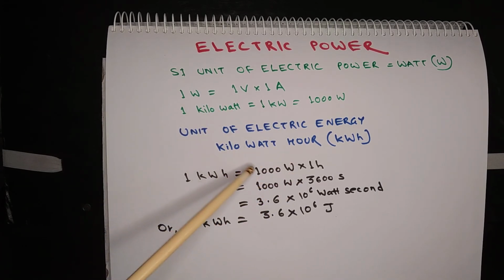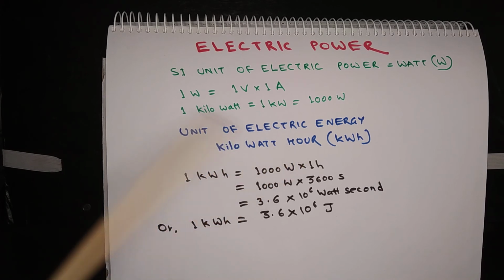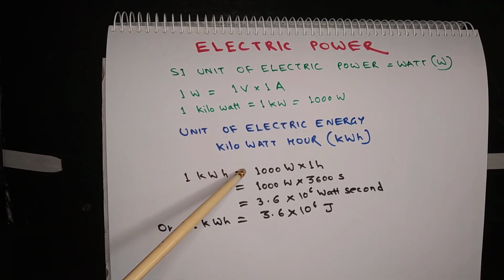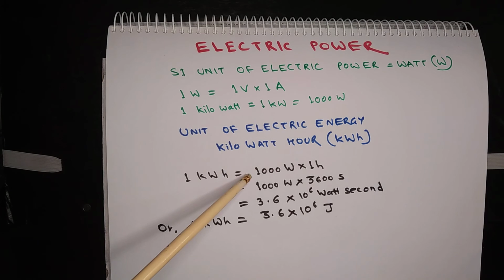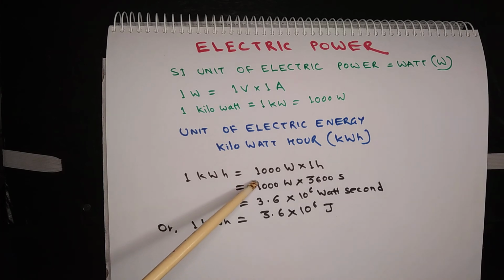So, for commercial purposes, for measuring the consumption of electricity in households and in factories, people use kilowatt hour as the unit, and that is also called a unit. So when you go through the electricity bill of your household, you will see that the bill is showing units, the number of units consumed for a month.